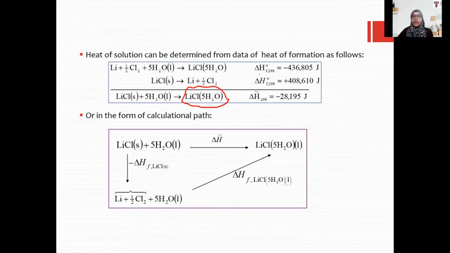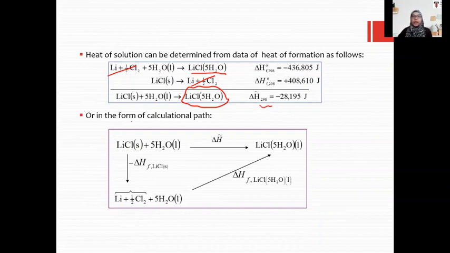For example, first we have the heat of formation for the lithium plus 5 mole of water. This is the value you can obtain from the reference table. And then second, we need to cancel this part, lithium plus chloride. So we also have the heat of formation for the lithium chloride only. By canceling it, the lithium chloride plus 5 mole of water gives us the heat of solution. So using this balance, or summation of all the heats of formation, gives the value of the heat of solution.